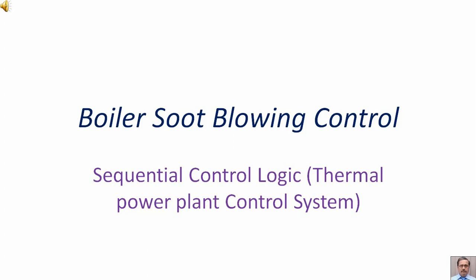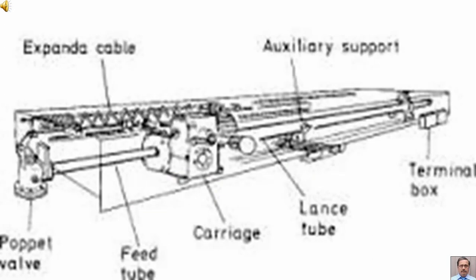Boiler soot blowing control. This is an example of sequential control logic being used in a thermal power plant control system. This diagram shows a typical soot blowing equipment which is being used in a thermal power plant.